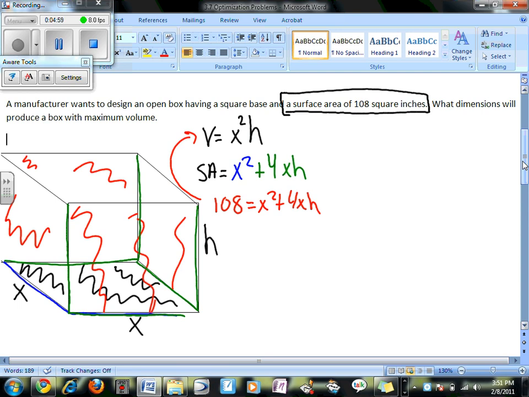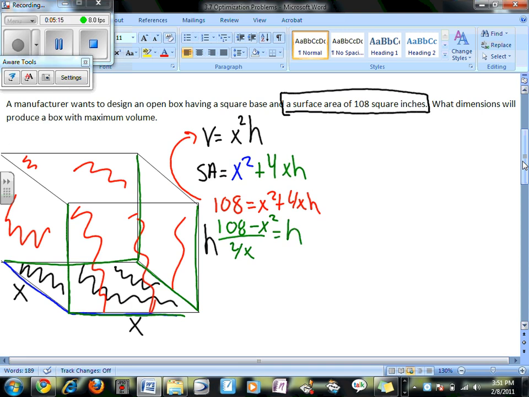So let's just get h by itself. Let's solve for that. So I'm going to subtract my x squared over. I'm going to divide by 4x. So I'm going to have 108 minus x squared divided by 4x, and that equals h.